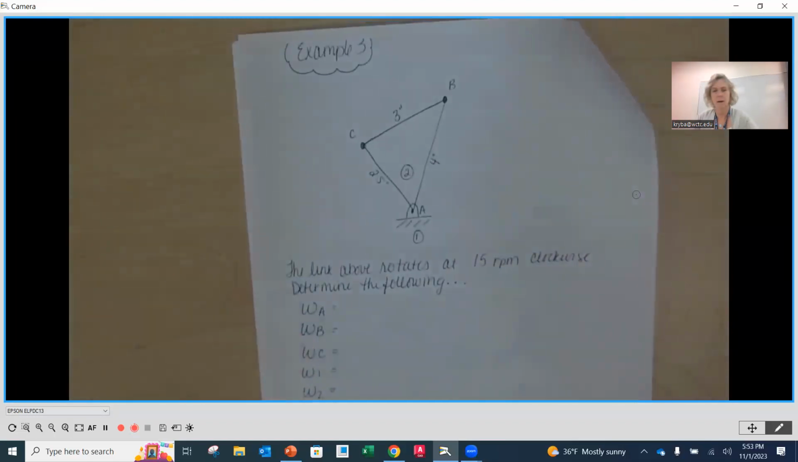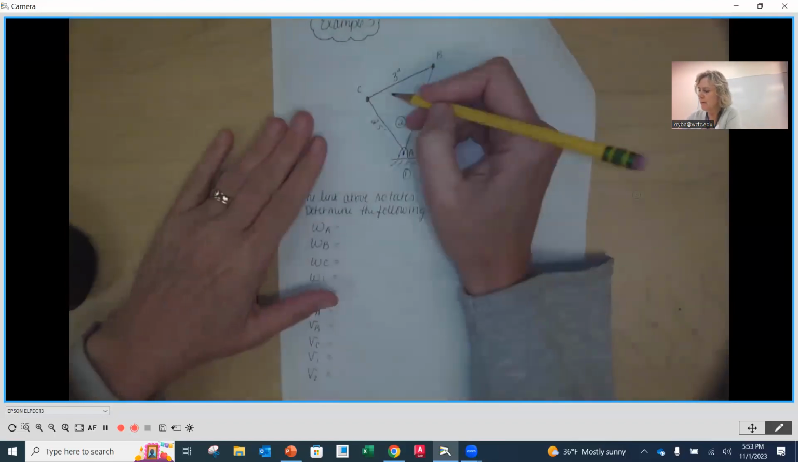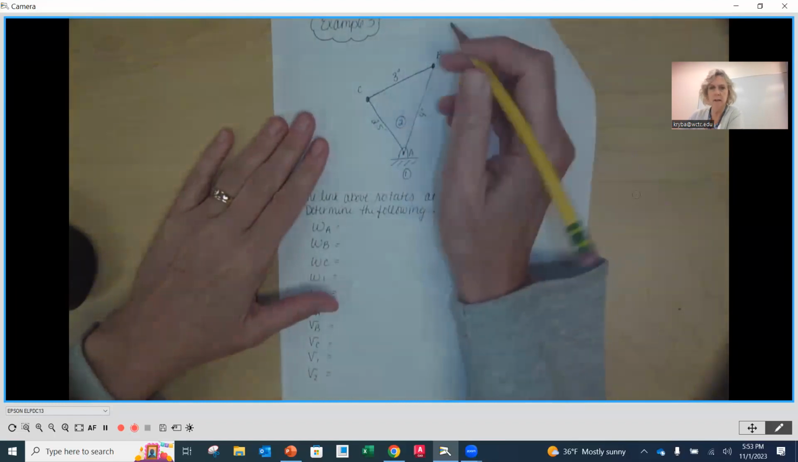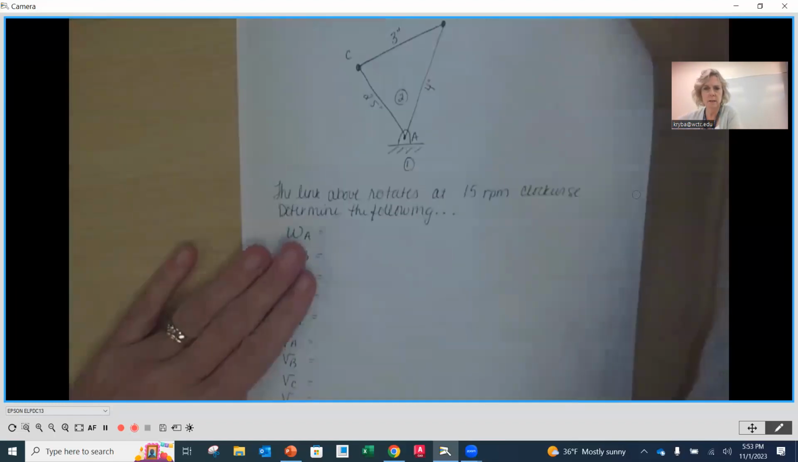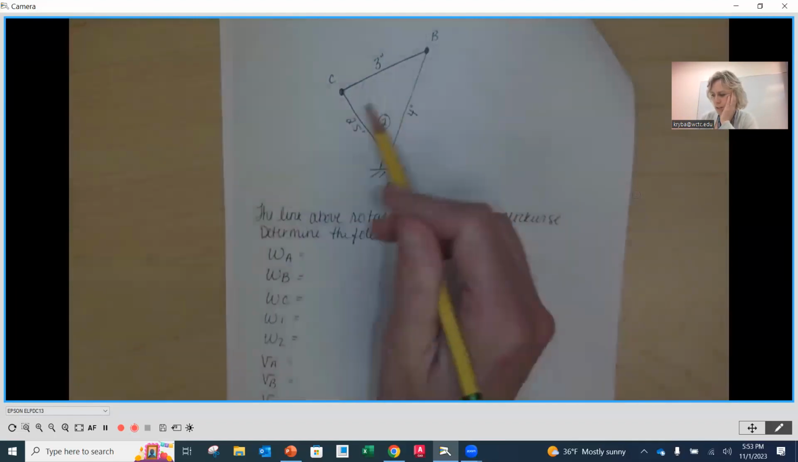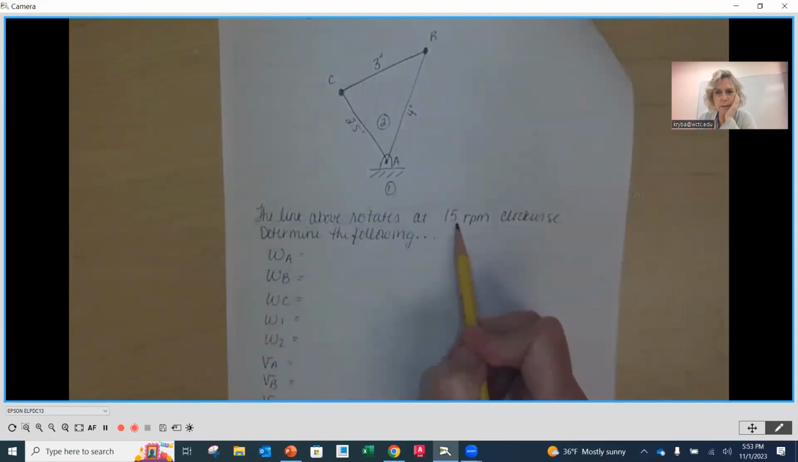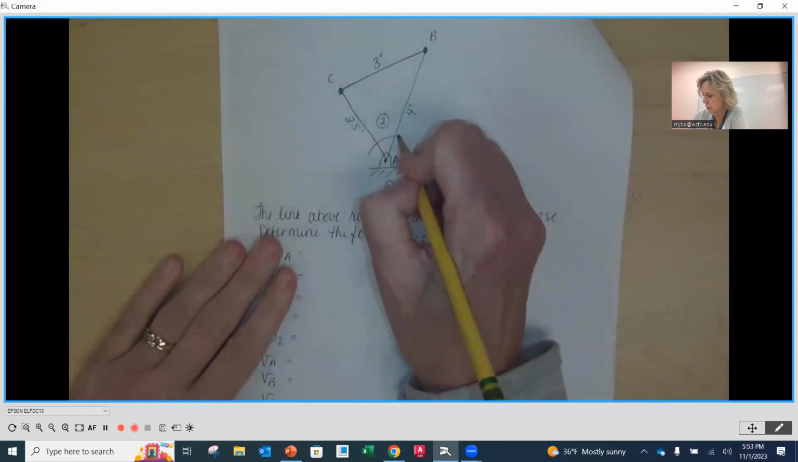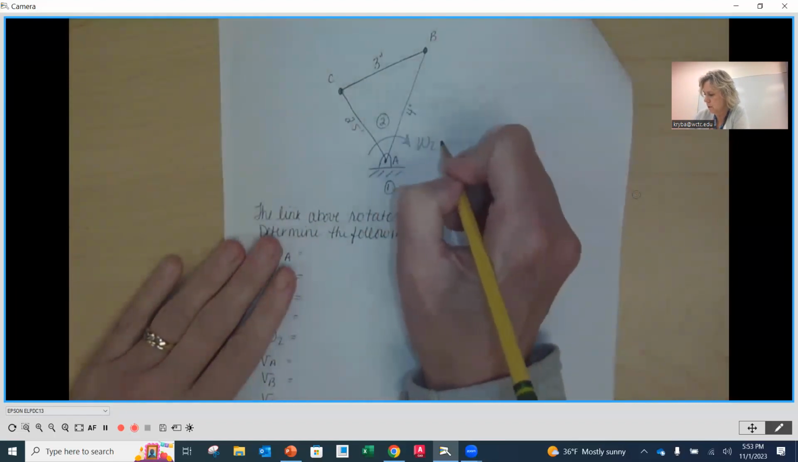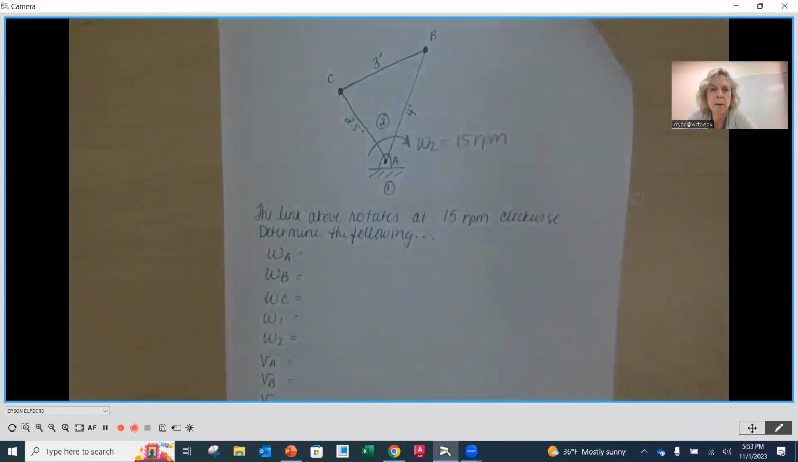All right. Our next example. This one's a really good example. I like this one. Here we have a link. It's like a triangle link, and it is rotating about point A, which is attached to the frame and isn't moving. So just this is moving. And it says that it's going to rotate at 15 RPMs clockwise. So that means we're going like this, right? We're going to say W2 is equal to 15 RPMs. And we want to determine the following.